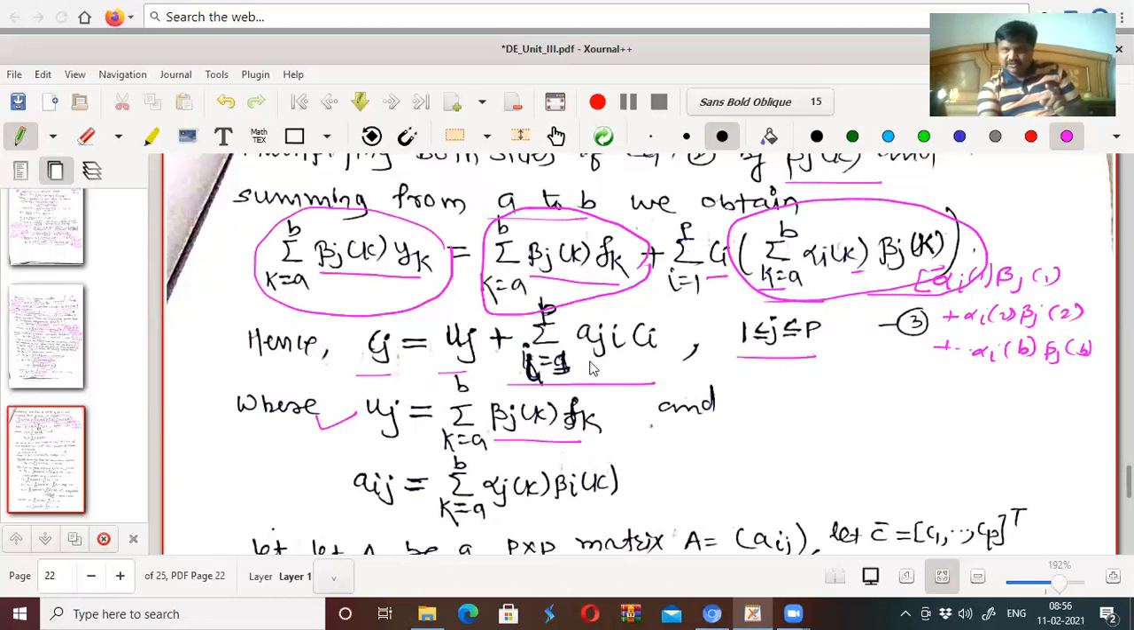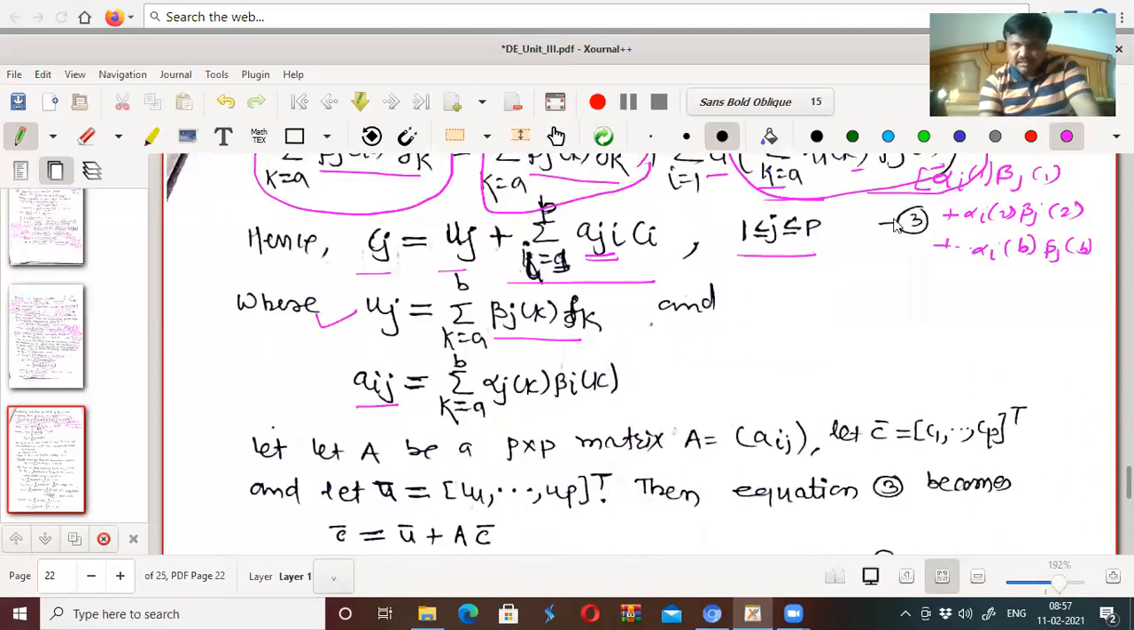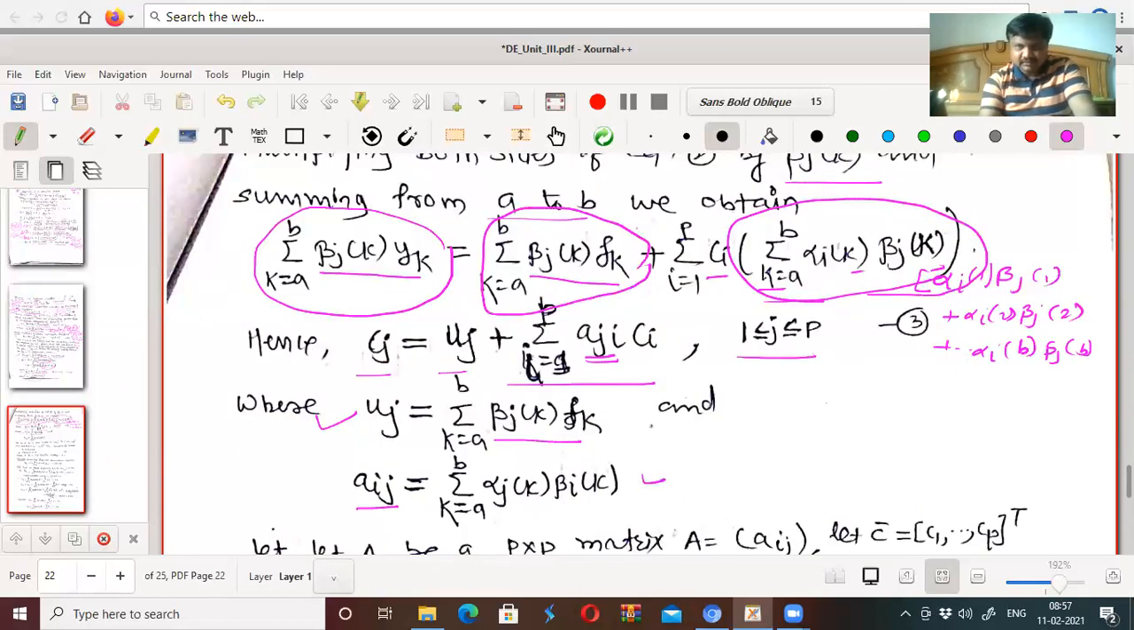So we get such types of terms there, Aj Ci, that can be written as Aj, where Aj is nothing but what is A1j? A1j becomes summation from k equal to a to b alpha jk beta ik. Okay, so after solving this you will get Aj is this one. For example, A1j I will find. See here what is meant by A1j equal to summation from k equal to a to b alpha jk beta 1k.